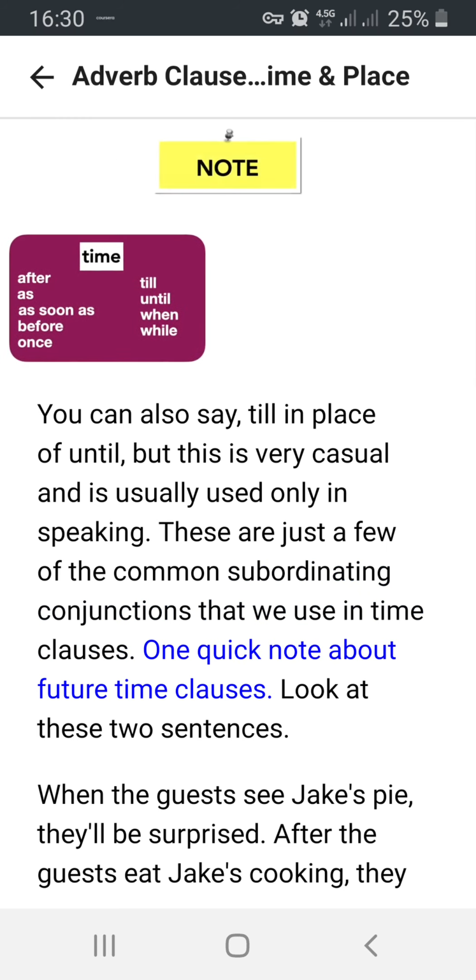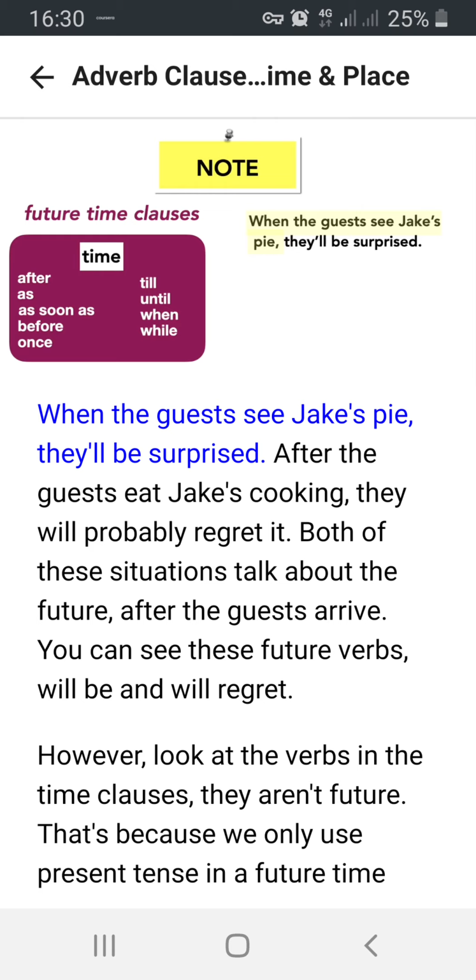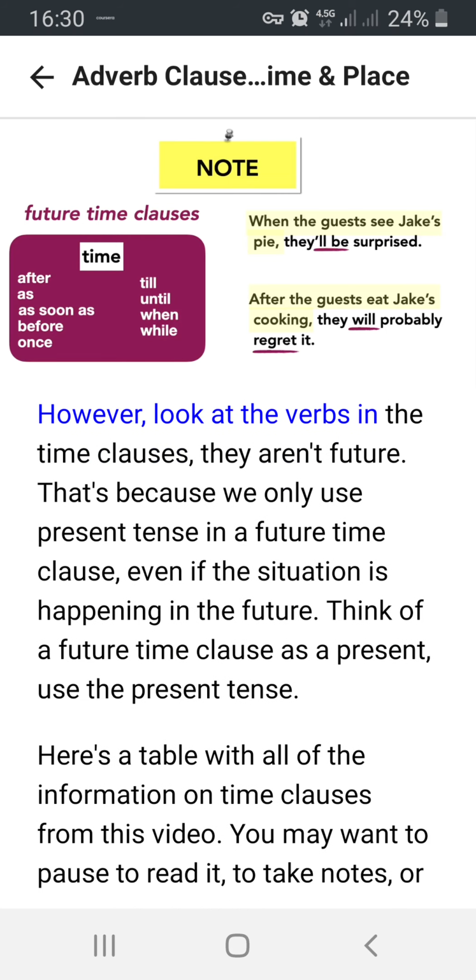One quick note about future time clauses. Look at these two sentences. When the guests see Jake's pie, they'll be surprised. After the guests eat Jake's cooking, they will probably regret it. Both of these situations talk about the future, after the guests arrive. You can see these future verbs, will be and will regret. However, look at the verbs in the time clauses. They aren't future. That's because we only use present tense in a time clause, a future time clause, even if the situation is happening in the future. So think of a future time clause as a present. Use the present tense.